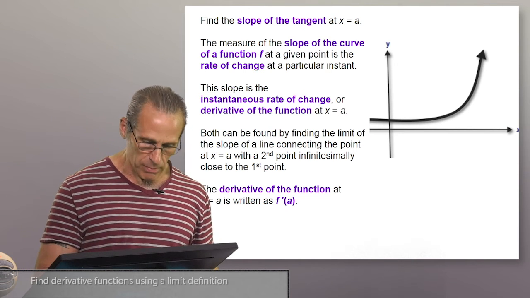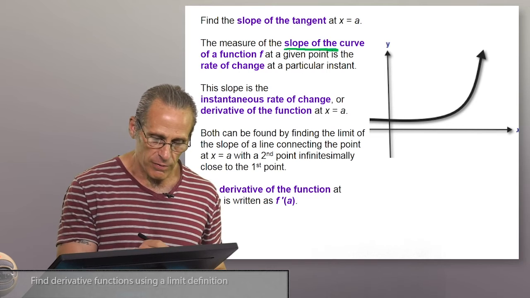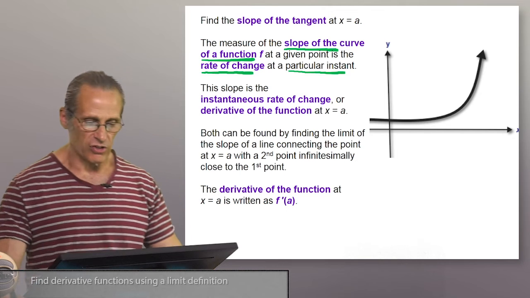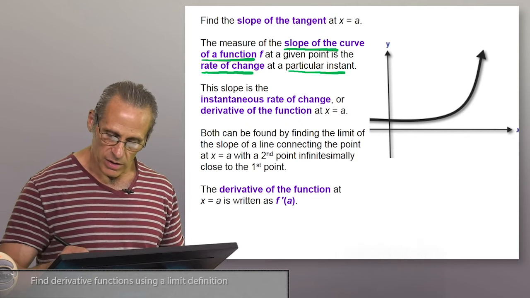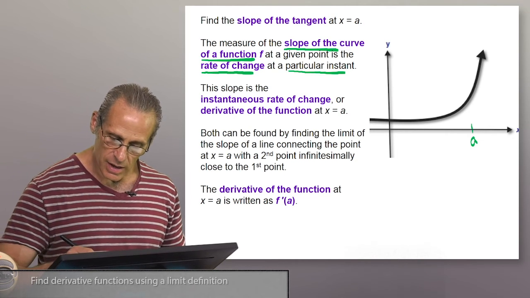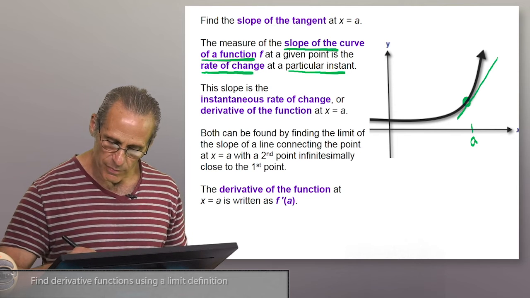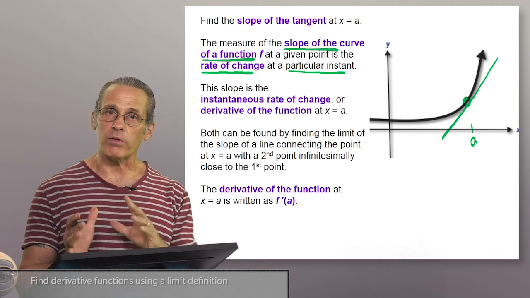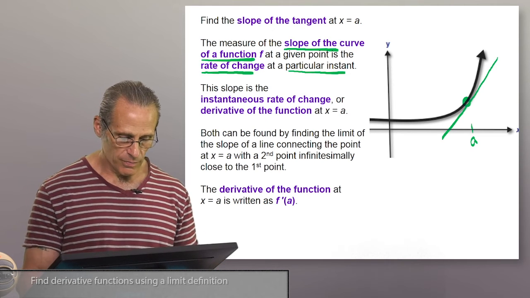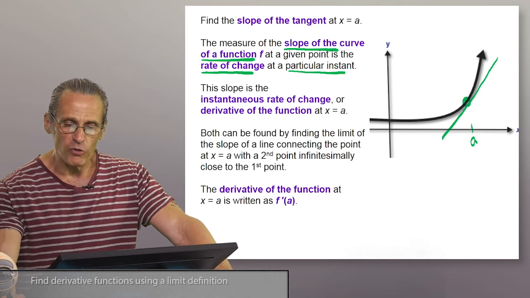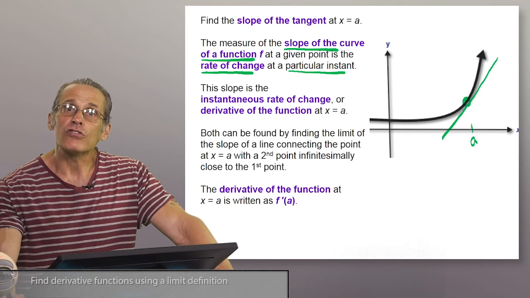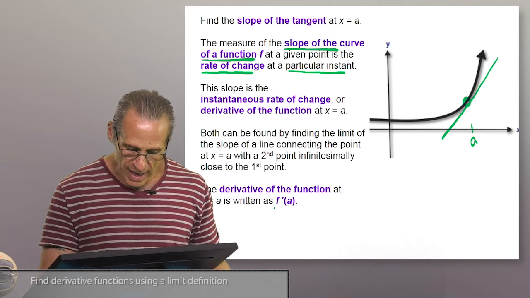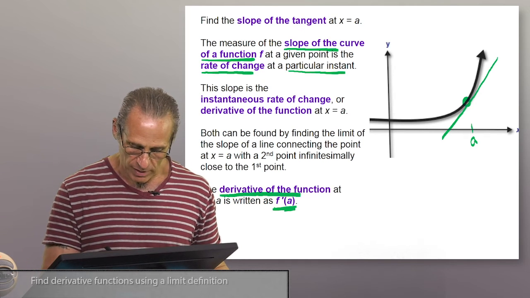We're going to talk a little bit about the slope of the curve of the function, and this is really the rate of change at a particular instant. So if I take any value of a, and I drew a tangent line there, the slope of that tangent line is approximately the slope of the curve at the point. Well, the way we write this function that gives these slopes of the curve at any point in the domain is f prime at a, and it's referred to as the derivative of the function at a.